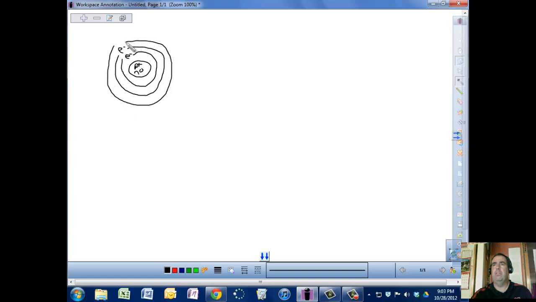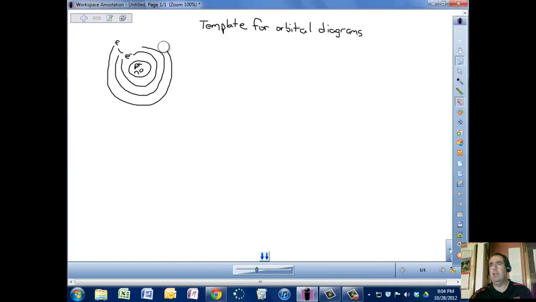Again, if you remember, we said that there were going to be 7 orbitals or energy levels. Talking about these electrons, we're actually going to place them. So I want to look at the template for orbital diagrams. For these orbital diagrams, we are only going to look at the first 3 levels of these electrons. Let me clear this off right now.